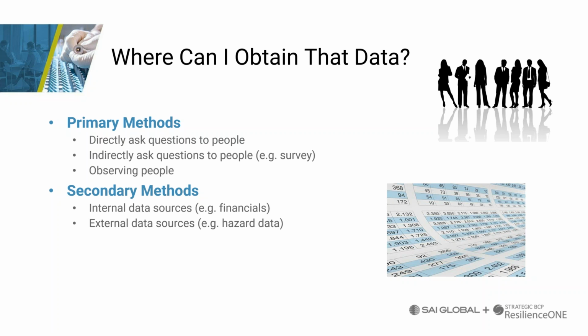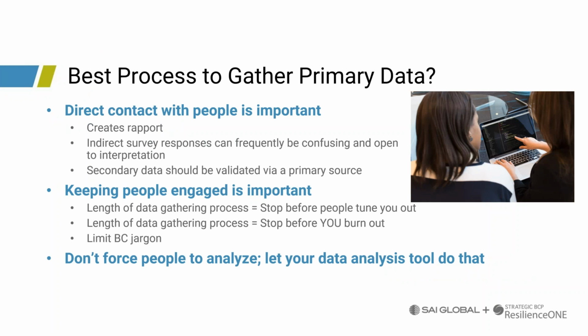Okay, so a little more on gathering primary data. As I said before, the best process is to gather primary data. Creating rapport is essential to the success of your program. You're working with all of these people to essentially recover an organization. You want them to like you. It makes it a lot easier to do your job and to gather your data. As I mentioned before, indirect survey responses can frequently be confusing, so the data may not have a lot of integrity to it because it's open to interpretation.